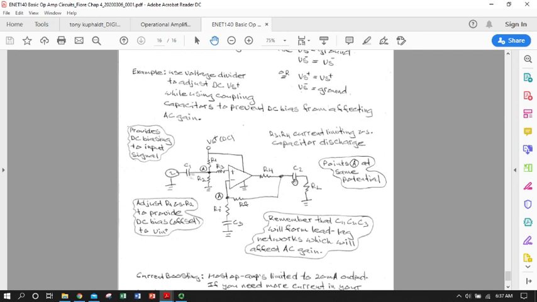So because we have these coupling capacitors here now at these three positions, all of the performance of the circuit, even though it has negative feedback, is going to be frequency dependent.